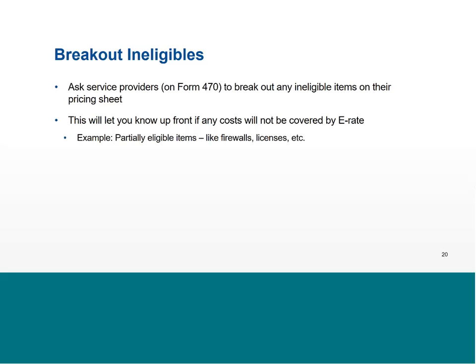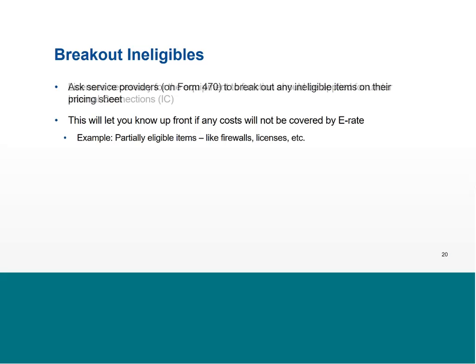The other thing to think about is that some items are partially eligible. One of the big examples that we see is firewalls. Only basic firewall service is eligible, and so a lot of times we'll see that USAC deems a portion of the firewall ineligible, and you'll need to cost allocate that out. So it's always helpful if your service providers will break out any ineligible items on the pricing sheet from the get-go so you can see those costs.